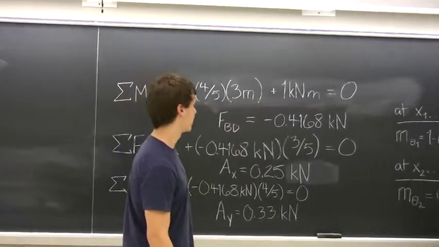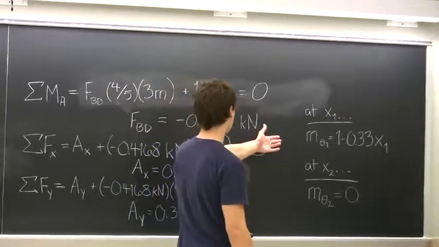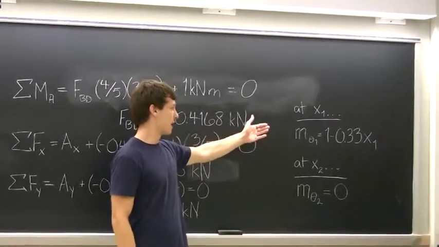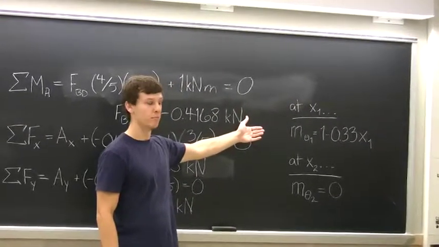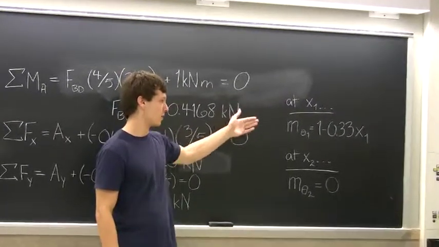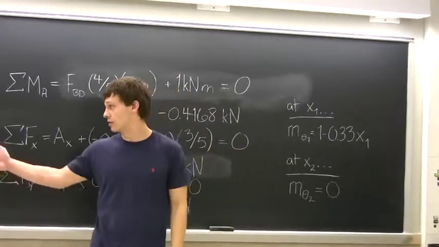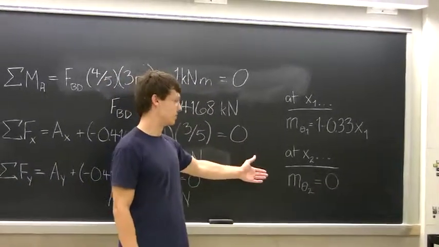Then, applying that in the x1 direction, we summed moments and found that the moment in the x1 direction was equal to 1 minus 1/3 x1. And since there were no forces acting in the x2 direction, our moment was equal to 0.